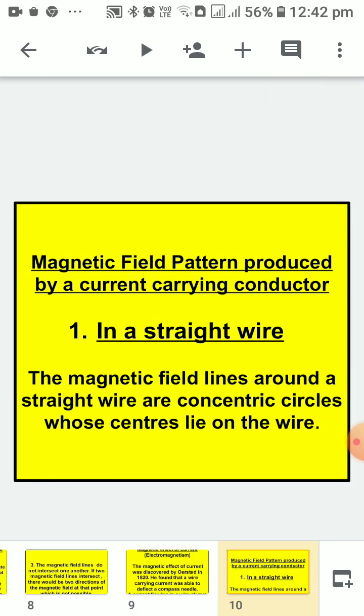Magnetic field pattern produced by a current carrying conductor. If we are taking a straight wire, then the pattern will be different. If we are taking a loop wire, then also the pattern will be different. So here you can see different patterns for different types of wire. In the first case, we are taking a straight wire. The magnetic field lines around a straight wire are concentric circles whose centers lie on the wire.